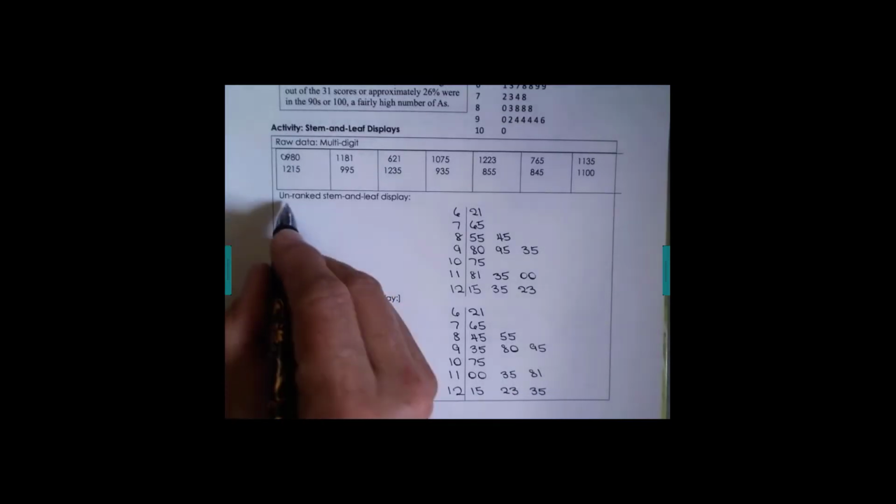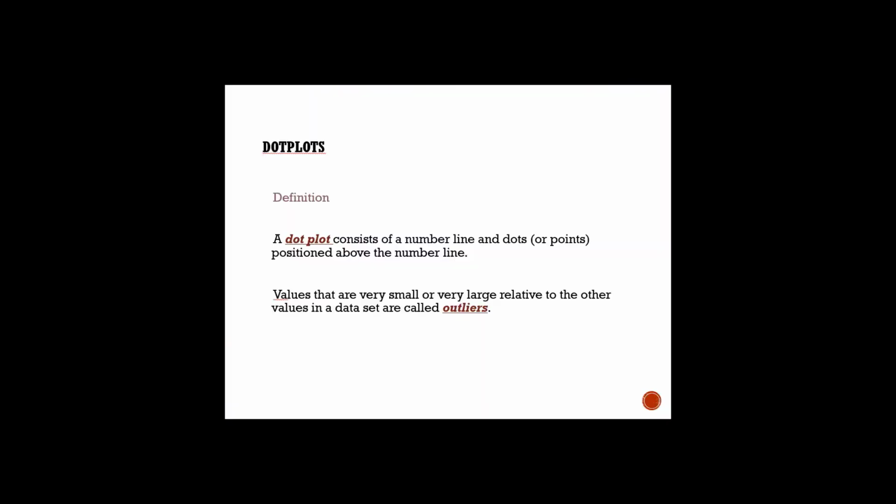And I need to reverse those 2 on 8 and make it 45, 55. On 9, I want to start with the smallest one. I want 35 to come first, and then 80, and then 95. 10 only has 1. 11, I'm going to start with the zeros. Then I'll put 35 and 81. 12, I'm going to do 15, 23, and 35. That's the difference in an unranked stem display and a ranked stem display.